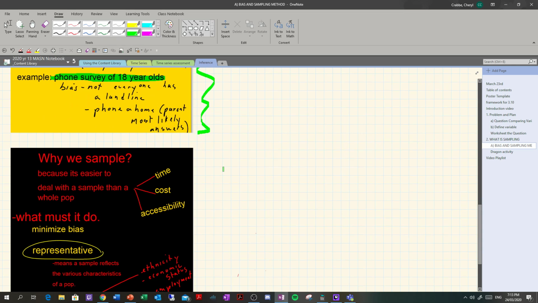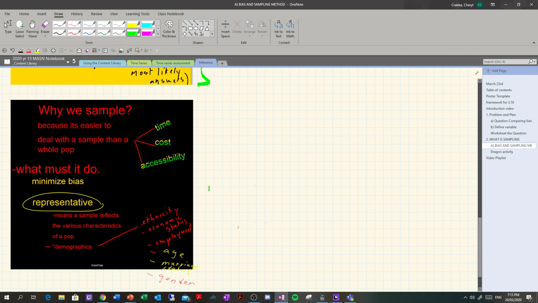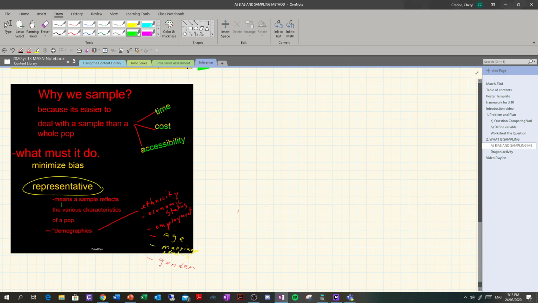So again, we talk about why we sample. It's easier to deal with a sample than a whole population. It saves us time and cost. It's a little bit easier to do. Accessibility. What must it do? It needs to minimize bias, and it must be representative of the population. So what does representative mean? We've talked about this before. But it basically means a sample reflects what's going on in the population.